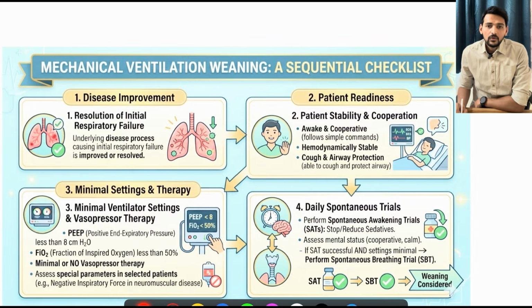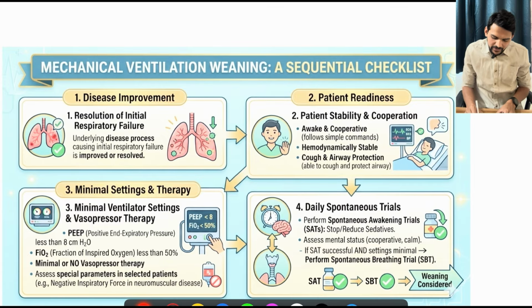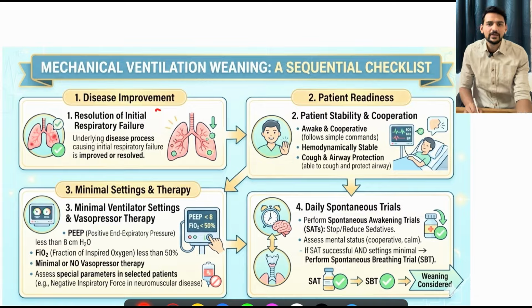Once we plan for weaning, we have to check a few parameters. For example, whether the disease for which we had intubated the individual has resolved completely or is resolving. Most commonly in respiratory failures, pneumonia, acute exacerbation of COPD or asthma, we utilize mechanical ventilation and might have intubated the individual. Based on clinical assessment, chest auscultation, and even imaging, we will assess whether the underlying process has resolved or not. If it has resolved or improved quite well, then we can plan for weaning. This is the first important checkpoint.